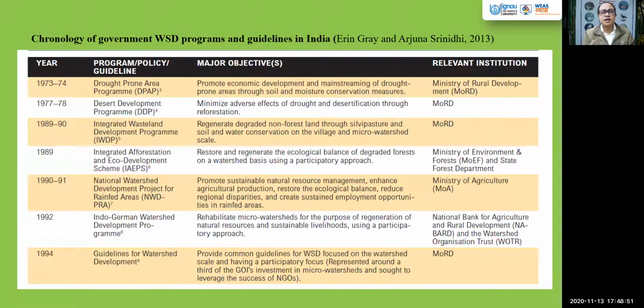So this is the chronology. This table is the chronology of government watershed development program guidelines in India since 1973-74 till now. In the beginning, as I mentioned, our major objective was the drought-prone area development program. Under that, promote economic development and mainstreaming of drought-prone areas through soil and moisture conservation measures. Here, you will see the sectoral approach. Then from 89-90 onward, we started that integrated wasteland development program. From then onward, we started the integrated approach of watershed management. So in that way, the approach of watershed management evolved in India.